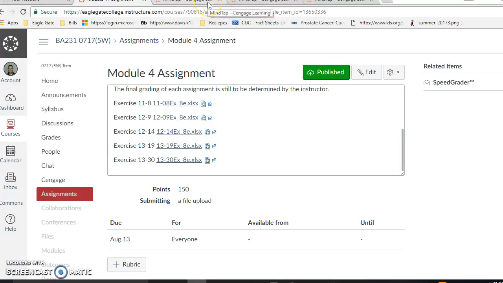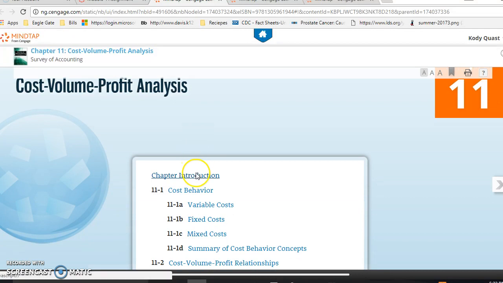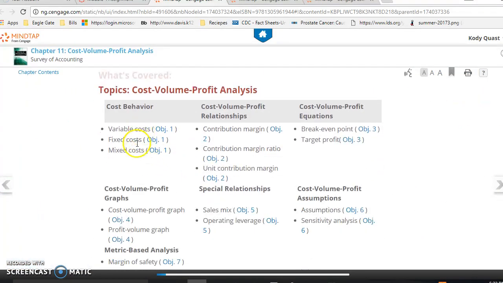So next I want to get into the chapters a little bit. With chapter 11, this is your cost, volume, profit analysis. So basically what you're going to want to do is look and see if you are making money or not. Some of the key things it's going to start out with here are variable and fixed costs and mixed costs. If you don't understand what those are, that's going to throw off the rest of the chapter. So let's make sure that everybody understands what those are.